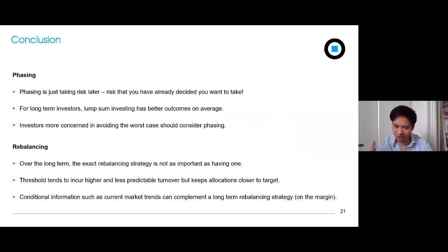On the rebalancing side, over the long term, and this is again the big picture, the exact rebalancing strategy hasn't been as important as having one. The outlier there was doing nothing. Threshold rebalancing tends to incur higher and less predictable turnover, but tends to keep allocations closer to target, which matters more during periods when asset prices are moving more. And for those who are focusing on more recent events, there's conditional information that you can use during periods of market trends, for example, that can complement a long-term rebalancing strategy.